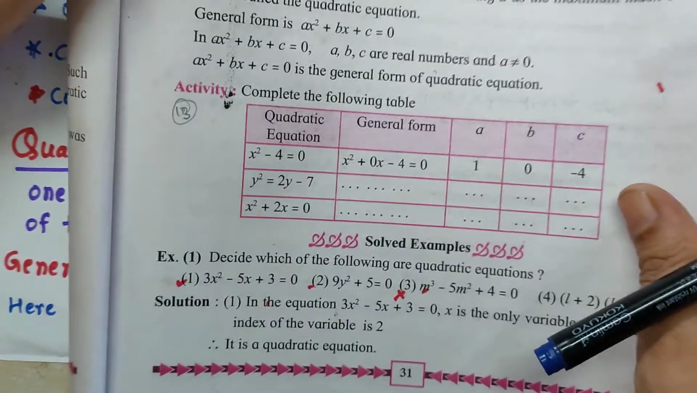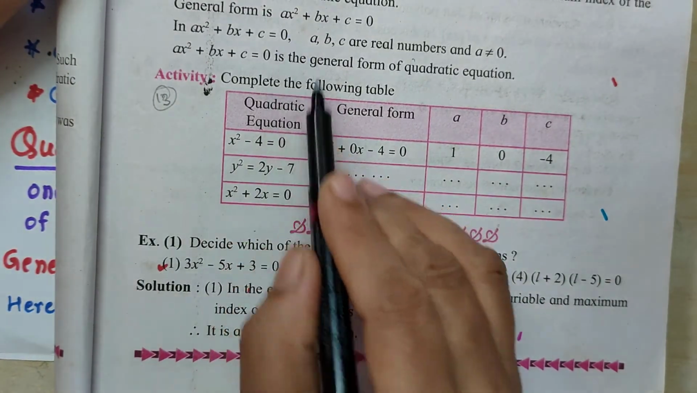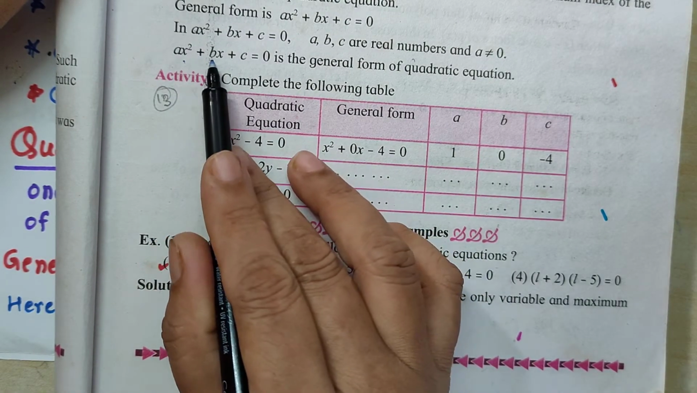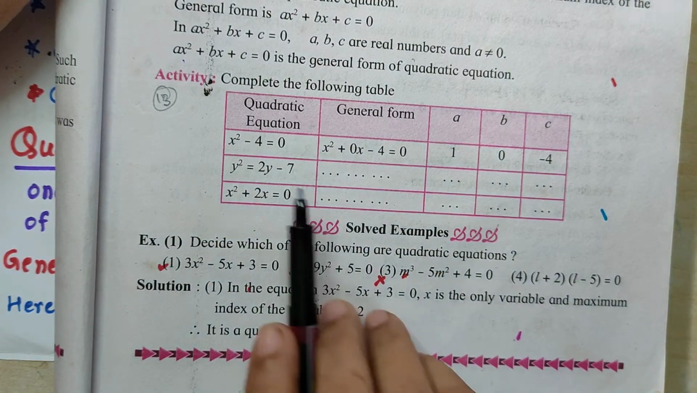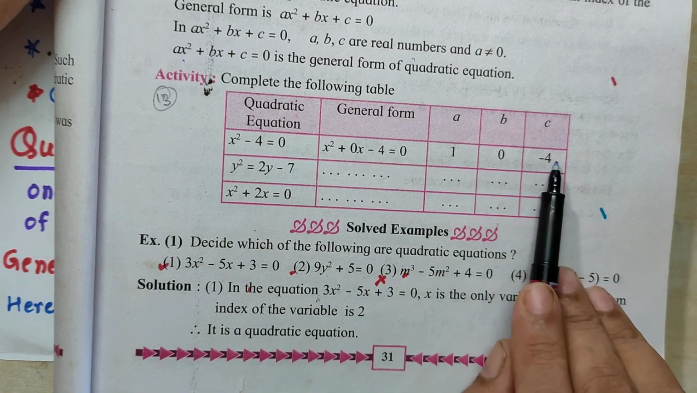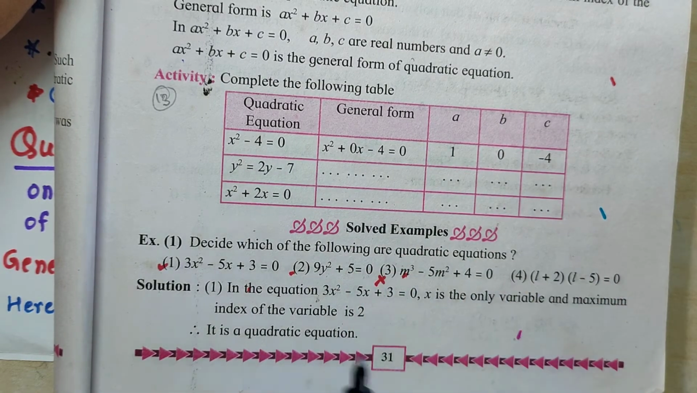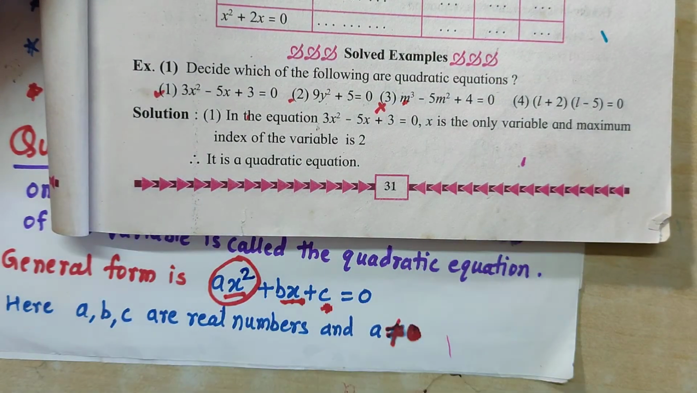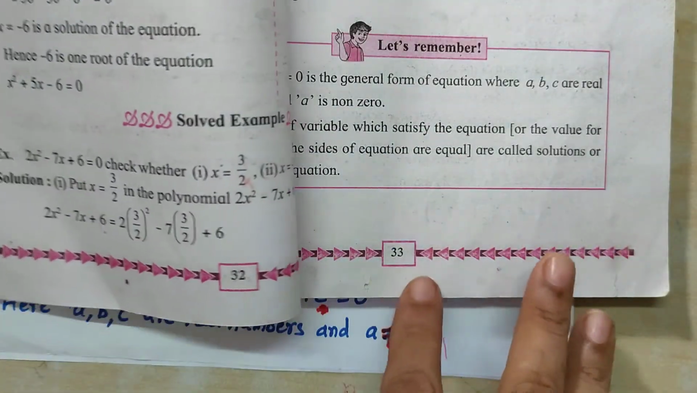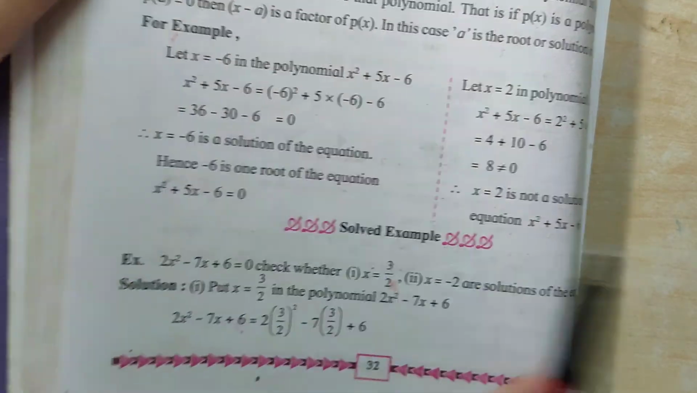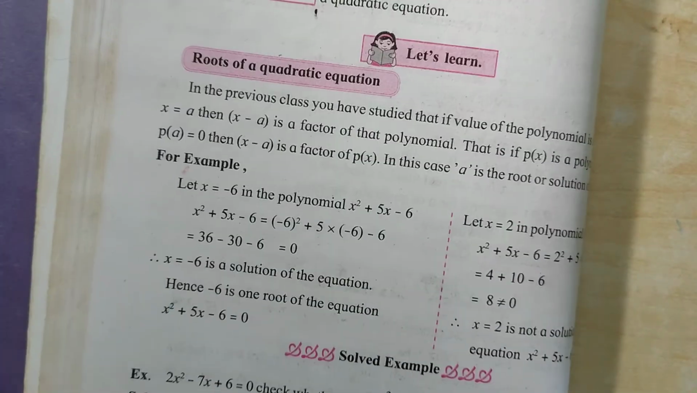Now the standard form of a quadratic equation is also a general form: x² + bx + c = 0. Here 3 examples are given. You have to write the general form and write the values of a, b, c. Now here we have given solved examples. You write these solved examples in your notebook. Now we will see roots of a quadratic equation.